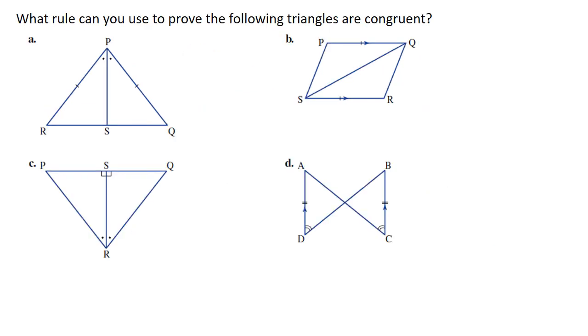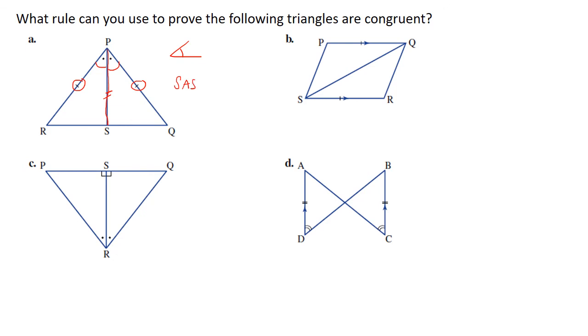What rule can you use to prove the following triangles are congruent? Pause the video and have a go at this. Well, I can see, first of all, that side PS is the same in both triangles. So let's put 2 notches there. This side and this side are the same, and this angle and this angle are the same. So we've got 2 sides that are the same and an included angle, which is the SAS rule, proving that the 2 triangles are congruent.